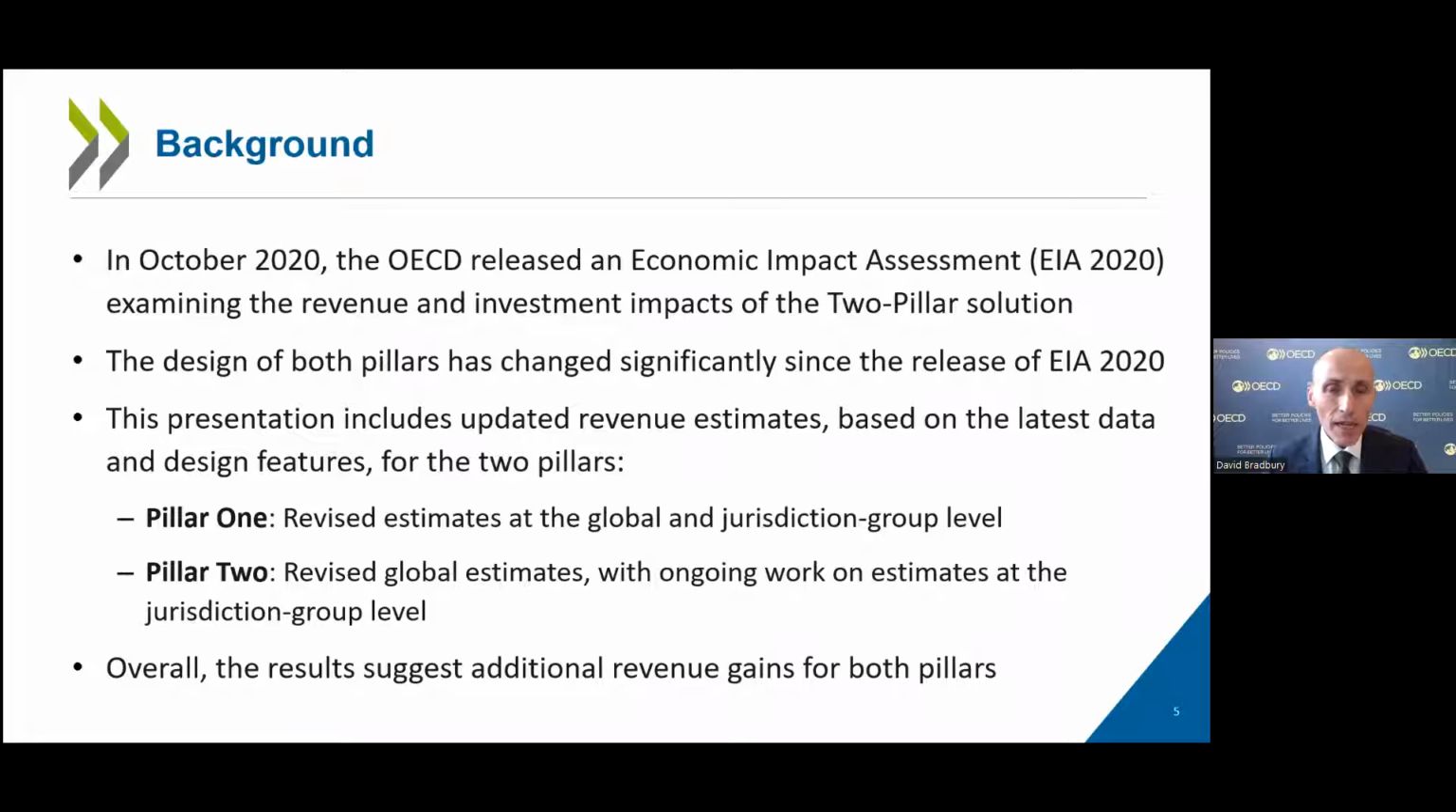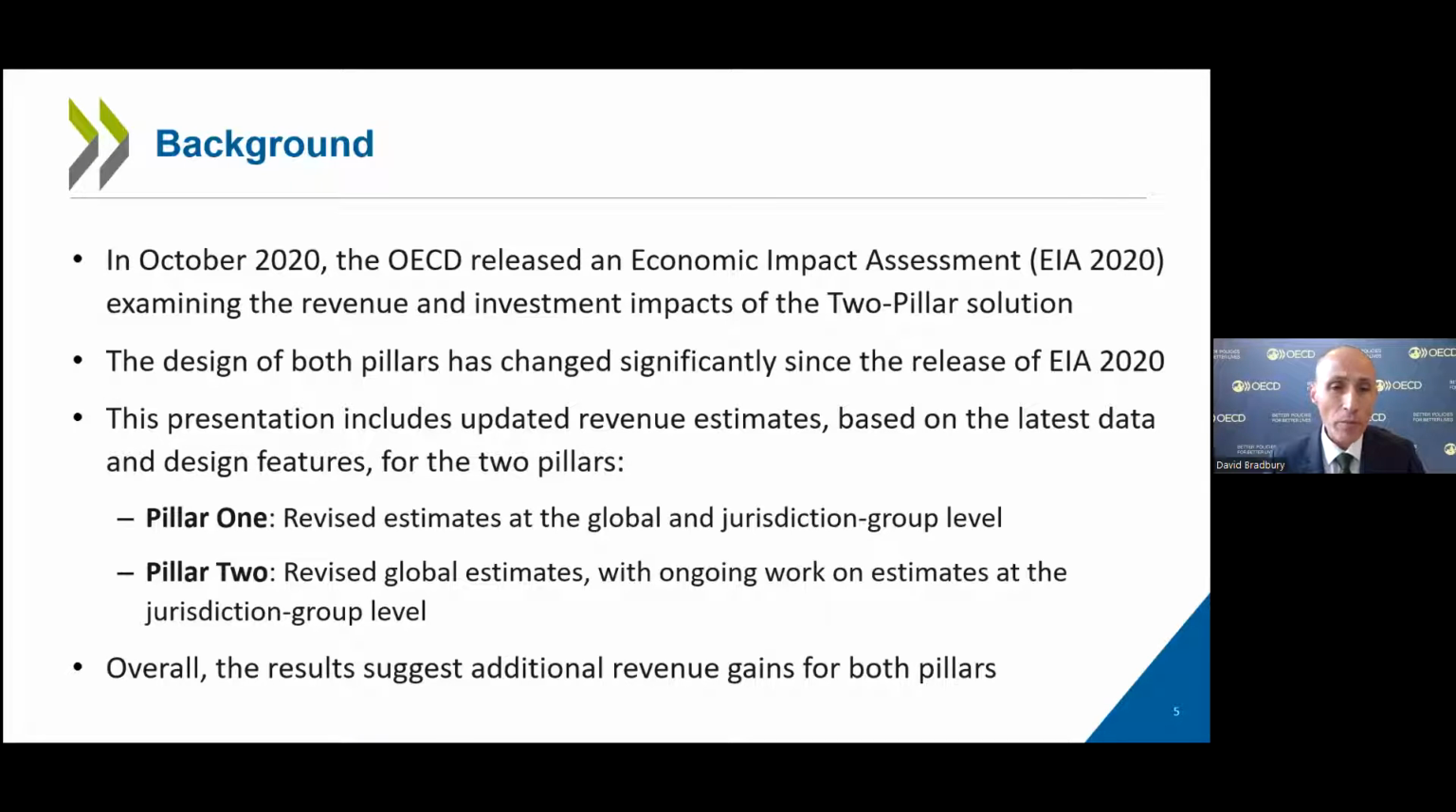And to begin by saying that this work builds upon earlier work that we've previously published. Many of you would be familiar that in 2020, we released an economic impact assessment, a very comprehensive one, but there have been significant changes in the design of both pillars since. So that's why this is an important update.